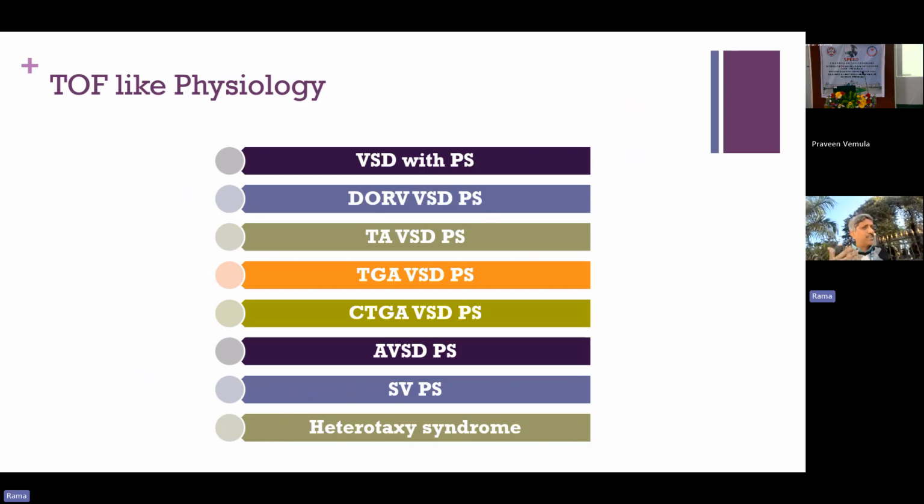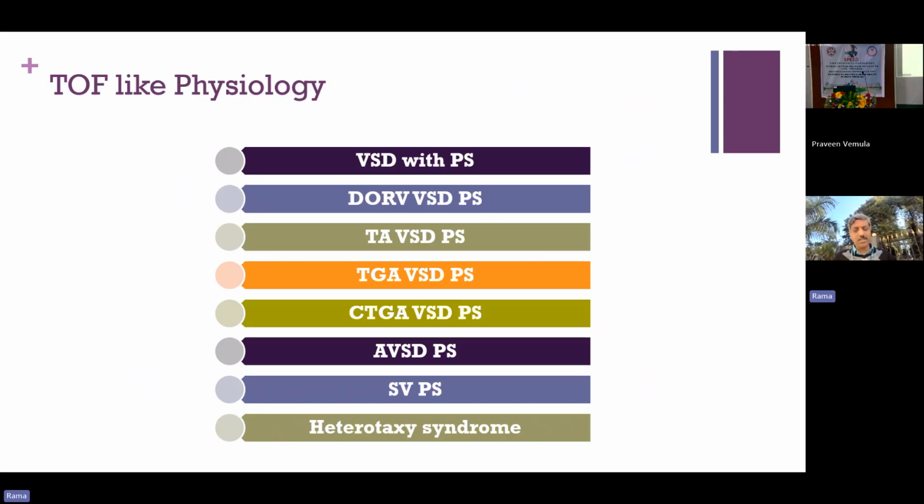So what are the different tetralogy-like physiologies you can encounter? These are the various tetralogy-like physiologies: VSD with PS, you can have DORV with PS, then tricuspid atresia, TGA, corrected TGA, then AV canal defect, single ventricle with PS, and heterotaxy syndrome. So can you clinically distinguish between these things? The moment you have made up your mind that this is tetralogy-like physiology based on the findings, what are the situations that can be clinically diagnosed with some accuracy, sensitivity, specificity, is what we are going to discuss.